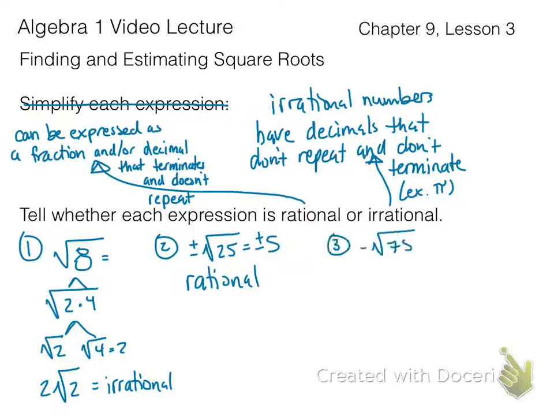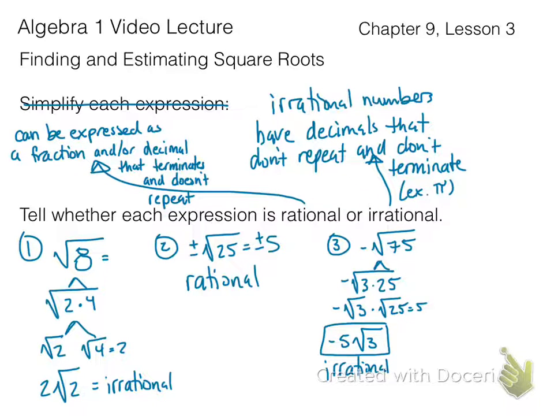All right, number 3, we have the opposite of the square root of 75. Well, I can take the square root of 3 times the square root of 25, and that's going to give me negative 5 times the square root of 3, which is irrational because, again, if you take the square root of 3, there's not an integer that if you multiply it times itself, you're going to get 3, so it is definitely irrational.